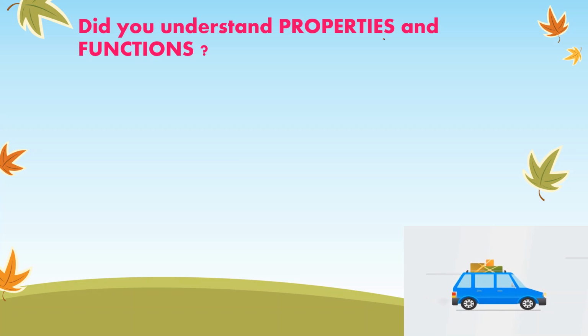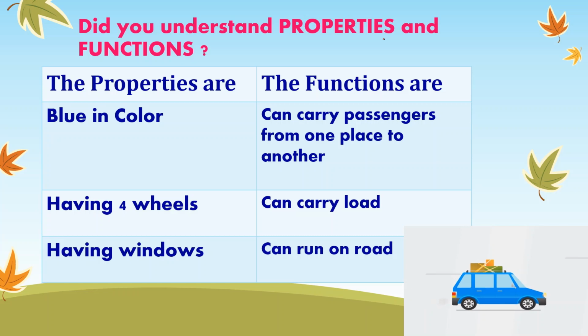5, 4, 3, 2, 1, and okay. I hope you have recalled the properties and functions of this car which I have shown, and if not, then you can pause the video and think of it again. Okay, so I will show you the answer now. 3, 2, and 1. So see, these are its properties and functions.